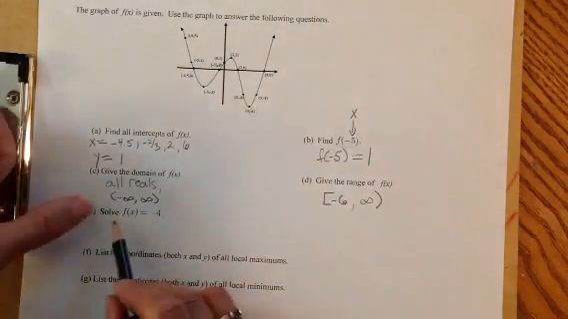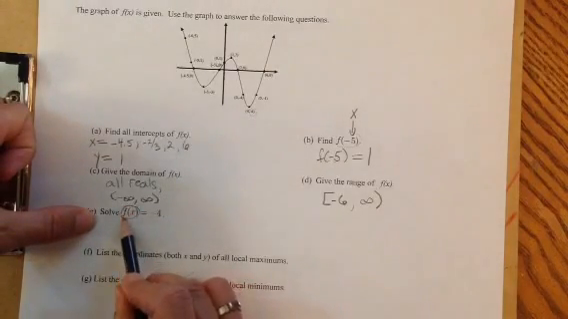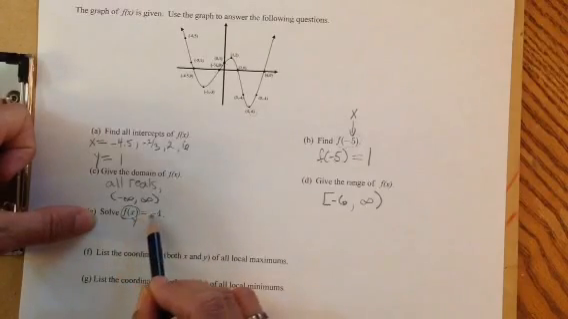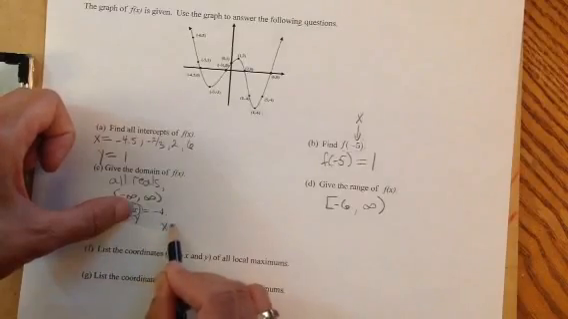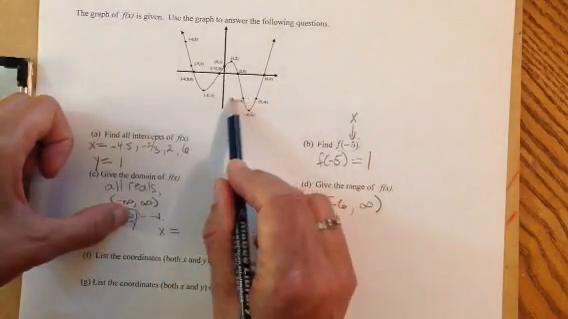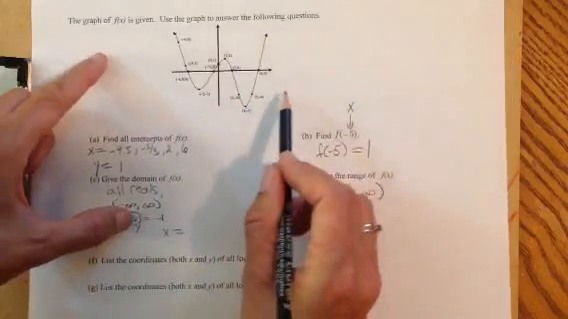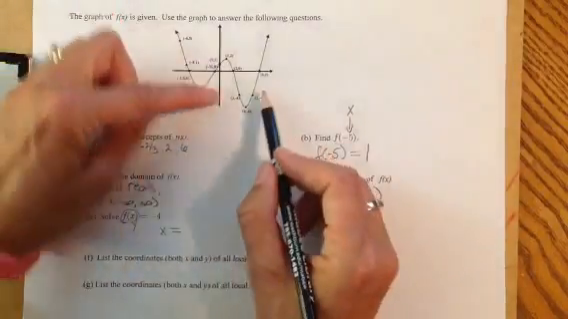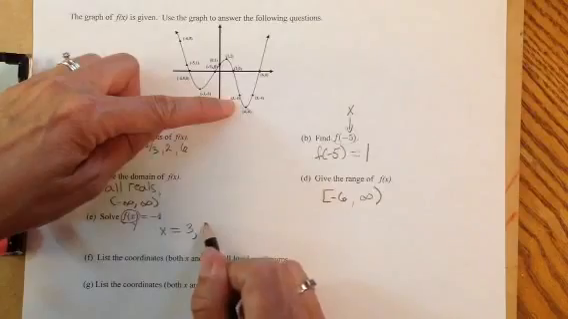Okay, the next part asks me to solve f of x equals negative 4. Now remember, this represents the y value. So it's saying the y is negative 4. Tell me what are the x's. So a y value of negative 4 would be right through here. There are 2 points on my graph, and only 2, because you notice if I carry this over, this part doesn't go down low enough. So there are 2 answers. X equal 3 and x equal 5.